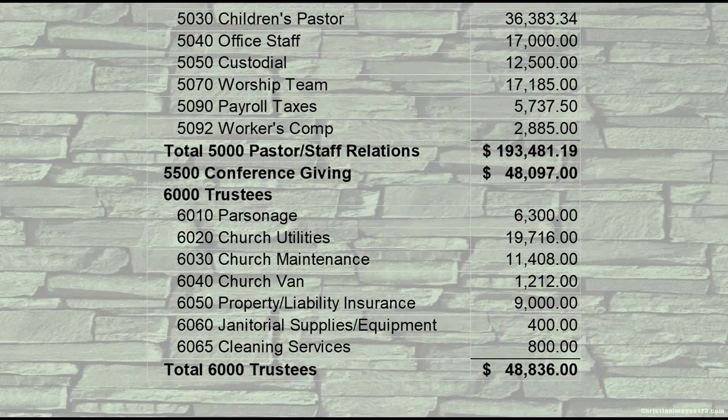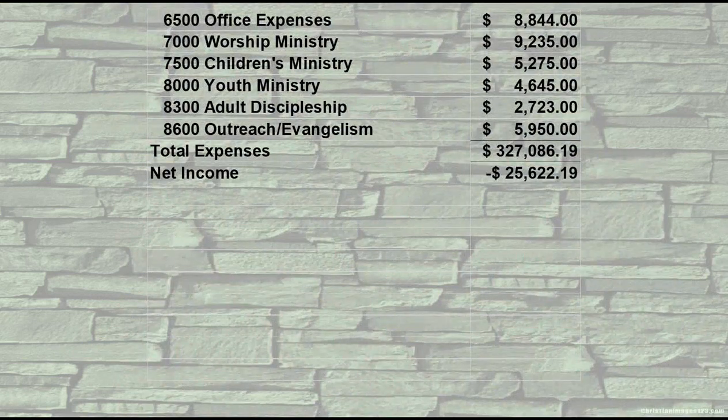It goes on, children, and then you see conference giving, trustees. You see the trustees broken out: parsonage, church utilities, church maintenance, church van, property, liability insurance, all that kind of stuff. But you could see it's all summarized again. And then finally, I broke out the pastor-staff relations and I broke out trustees a little bit more because they're such large budgets and a lot more goes into that.